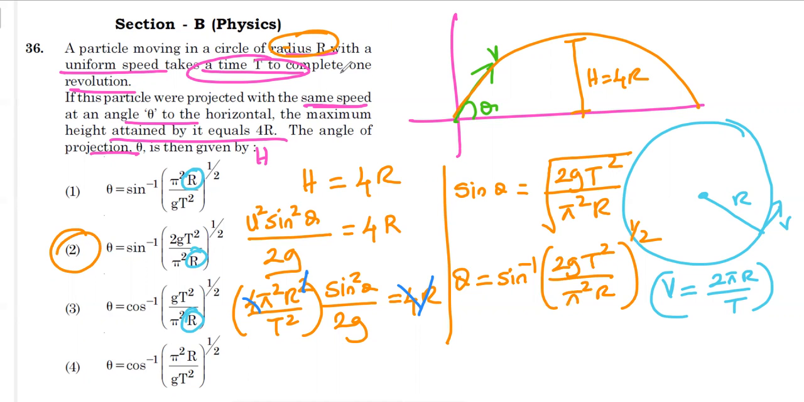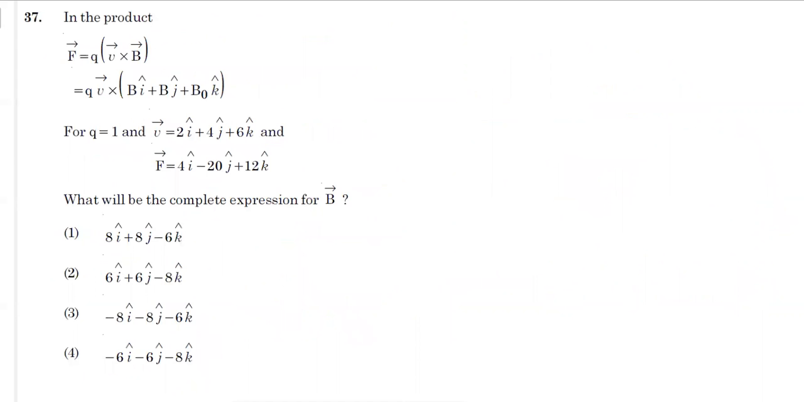Okay, now we go for the next one. Next, what have they given? They have given me the force. This is the Lorentz force acting on the particle in a magnetic field. They have given q as 1, v, and F, and they are asking what B is. Obviously we have to do it as a cross product. I think you know how to do the cross product formula.